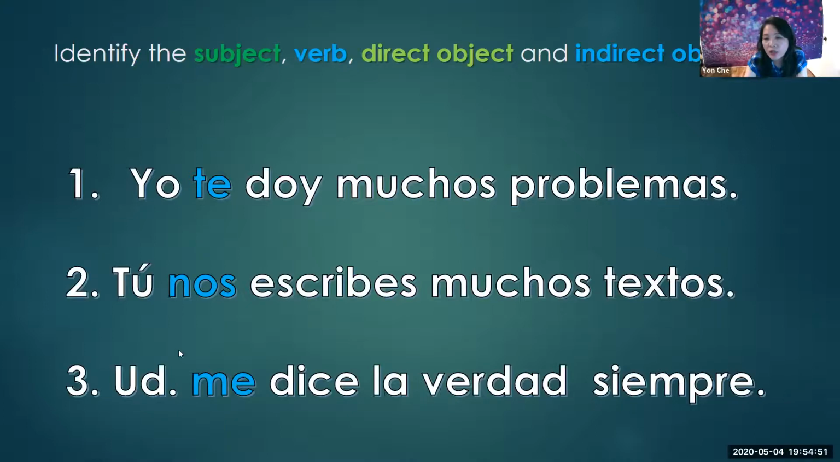And again, you can delete usted and begin your sentence. Me dice la verdad siempre. You can begin the sentence with me. Okay, that doesn't mean that the subject changes to me. The subject will still be usted, because you got to look at the verb conjugation to identify the subject of a sentence. So you automatically know that me can't be the subject of a sentence as it doesn't match. Okay, all right, so you got to always remember that.